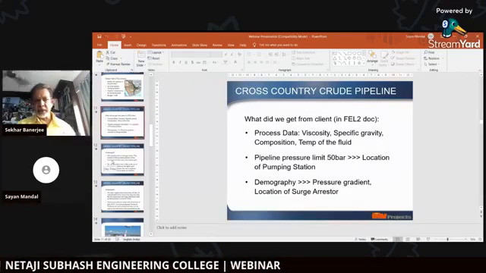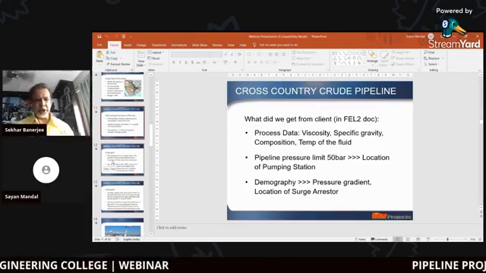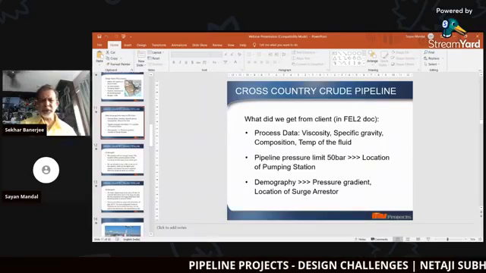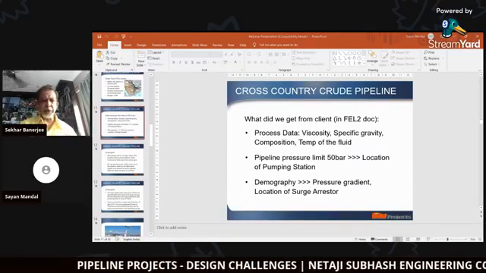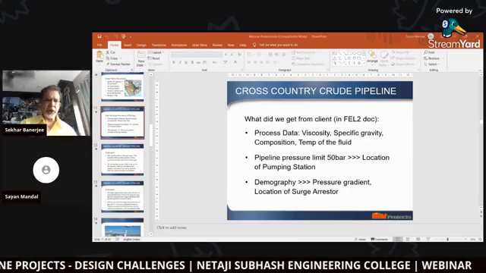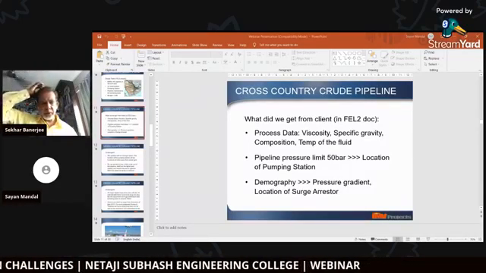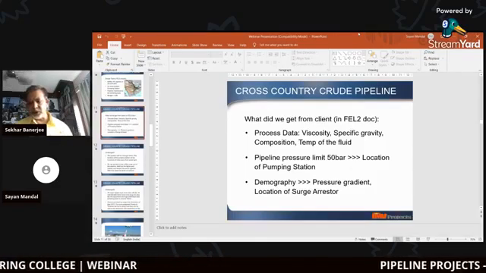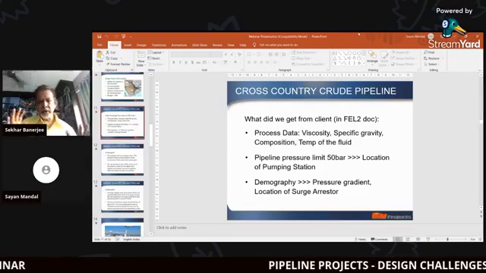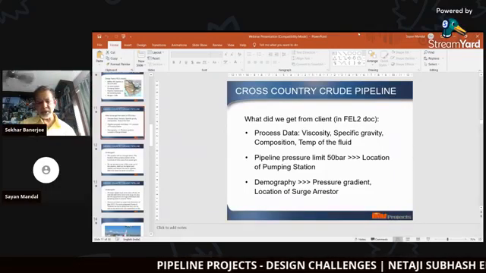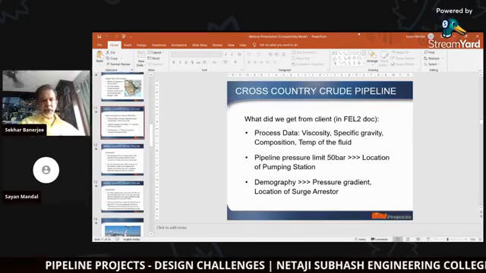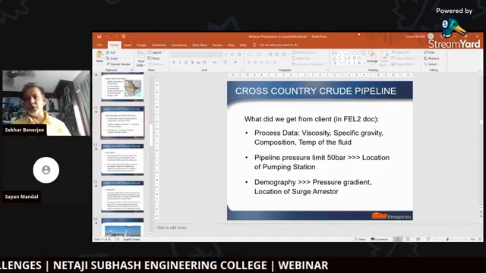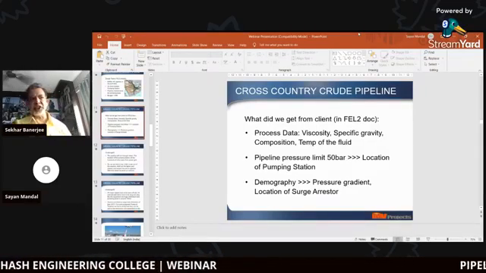So we checked whether, at 50 bar or 45 bar pressure, the first pump can push the whole fluid to the end. No, it cannot. So we have to have another pumping station somewhere midway. So we studied the geography of the whole landscape, and then we determined where the second pumping station should be. So the pressure is good enough to come there, and the pressure generated in the intermediate pumping station will also be good enough to take it to the end.